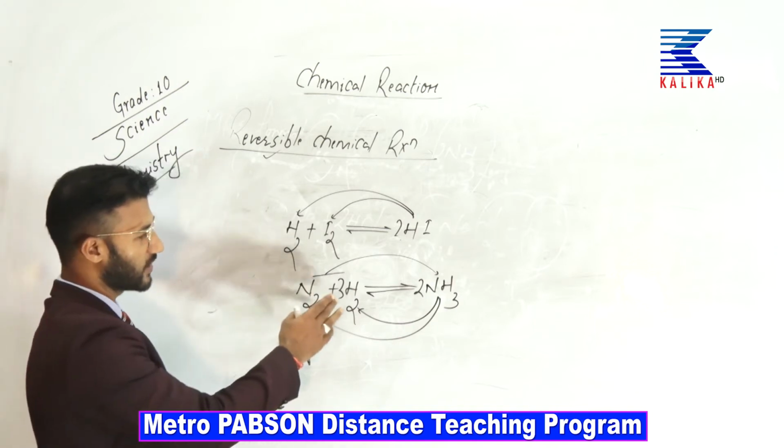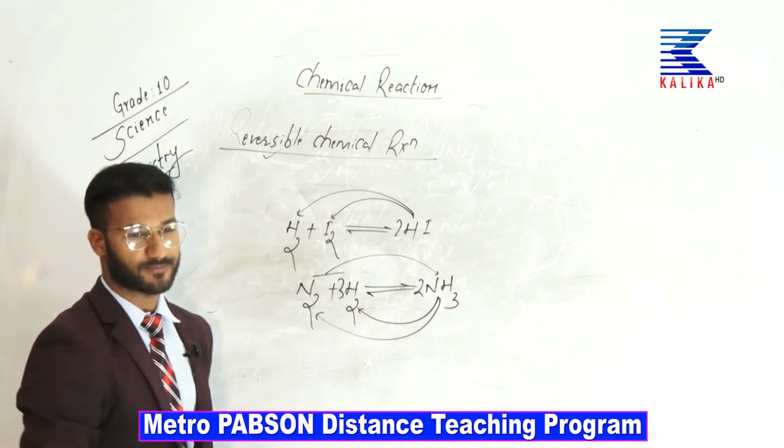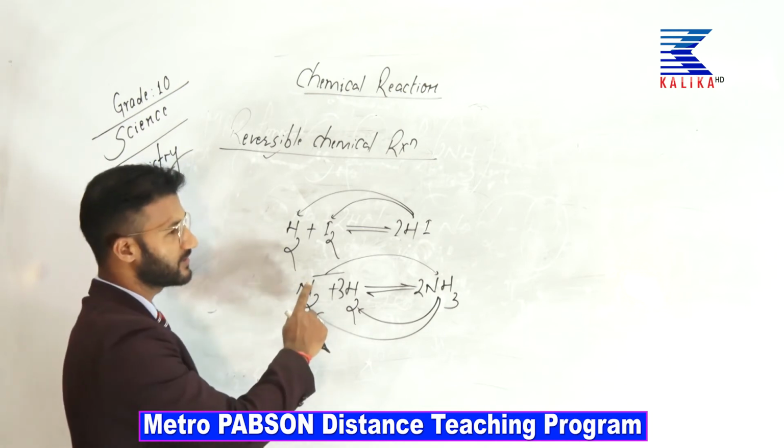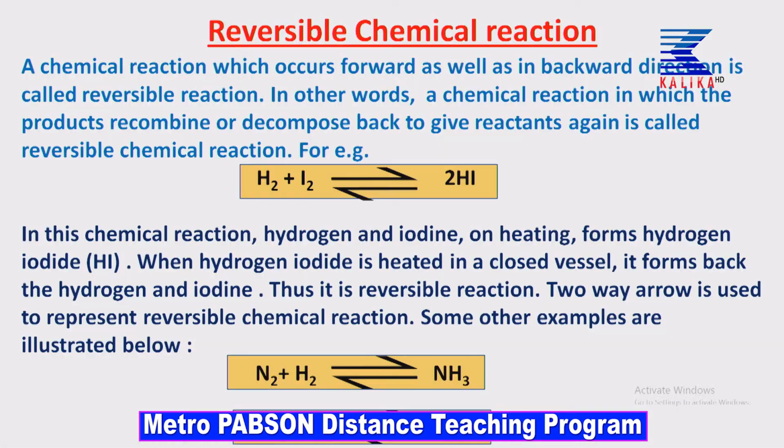So this also occurs in both directions, the forward direction and the backward direction. So this is reversible in nature. Likewise, next you can see on the screen, there is one more example given down and explained well. I am reading that black highlighted font. In this chemical reaction, hydrogen and iodine on heating form hydrogen iodide. When hydrogen iodide is heated in a closed vessel, it forms back hydrogen and iodine. Thus, it is a reversible reaction.